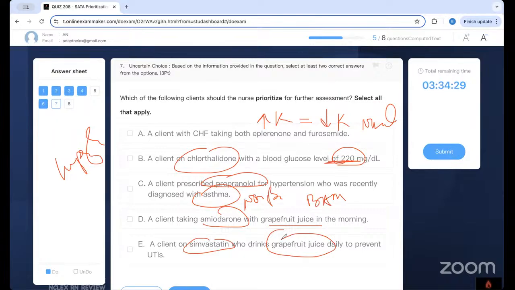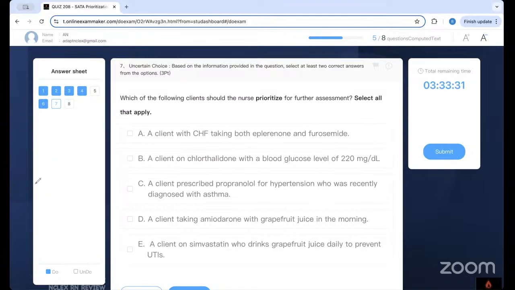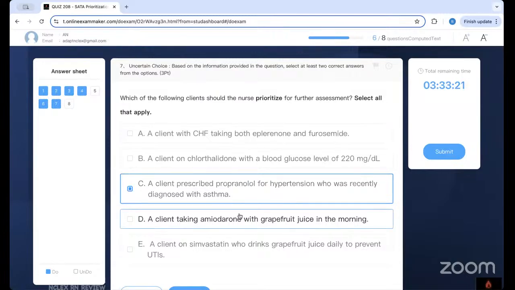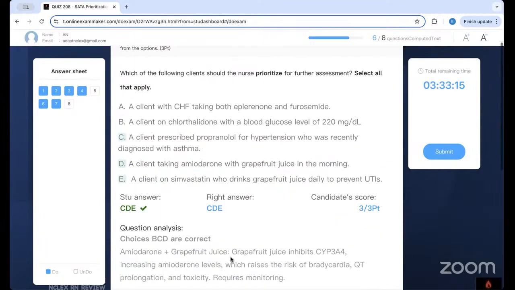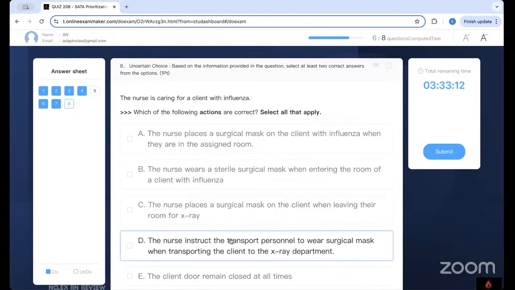This is how they do prioritization. What do you think is the answer? Number one is expected, we don't need to worry about it. Number two, we don't need to worry about it. Number three, yeah, the beta blocker is non-selective. These two are also a problem. So these are the three answers you should watch.